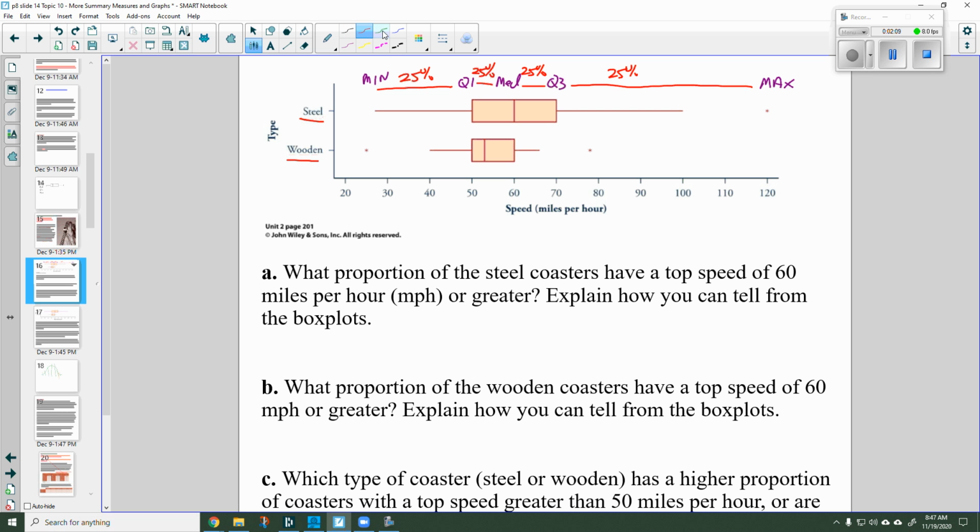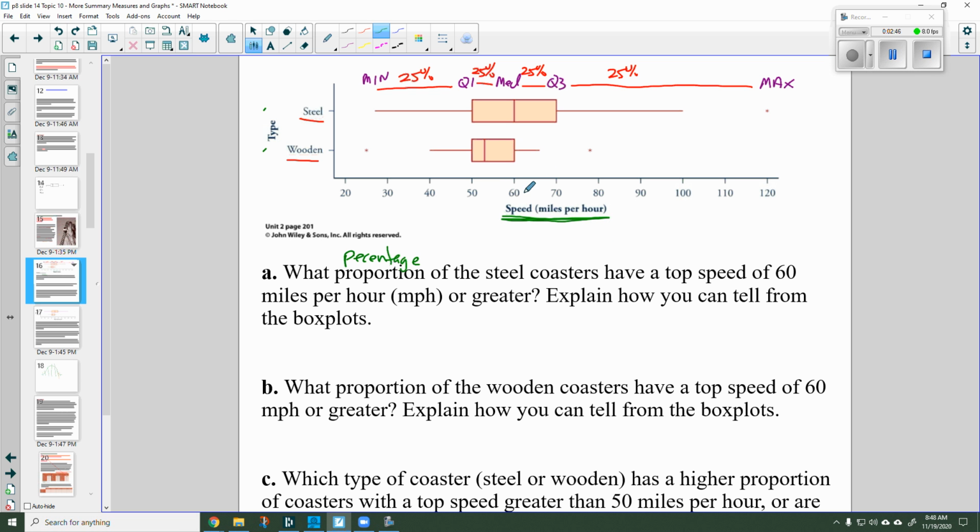The first question says, what proportion, and we could change this to say what percentage if we want to, just to make it a little bit more friendly, of the steel roller coasters have a top speed of 60 miles per hour or greater. Notice our x-axis is speed. That's the variable that we're measuring here. The other variable that we've separated is whether the roller coaster is wooden or steel. But the variable that we're measuring with the box plot is their speed.